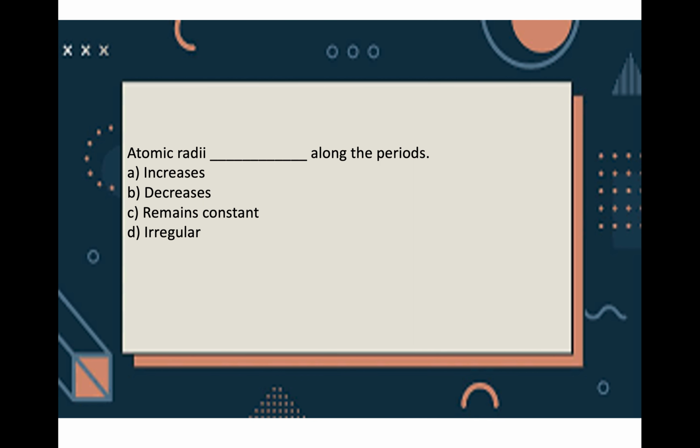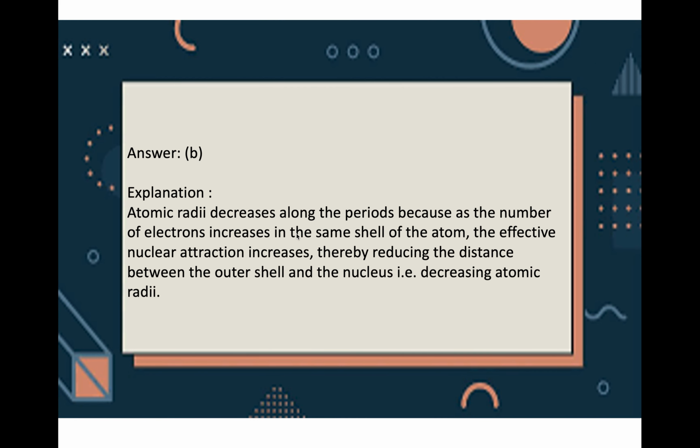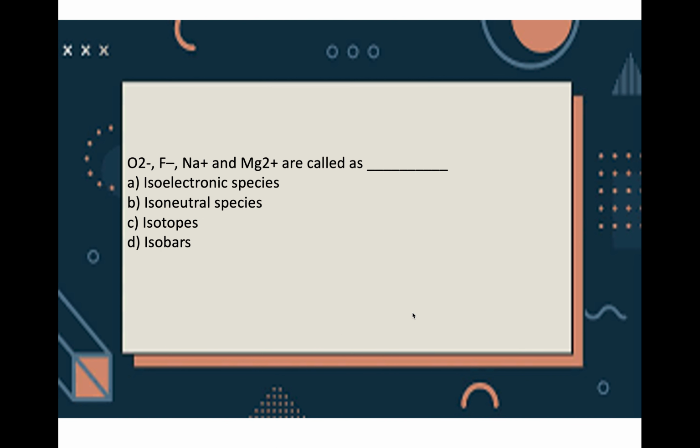The first question is: atomic radii dash along the periods, does it increase, decrease, remain constant or irregular? The answer is option B, it decreases. Why does atomic radii decrease along the periods? Because when the number of electrons increases, they go to the same shell of the atom. As a result, the attraction of the nucleus towards the outermost shell will increase, reducing the size and the distance between the outer shell and the nucleus. That results in the decrease in atomic radii.